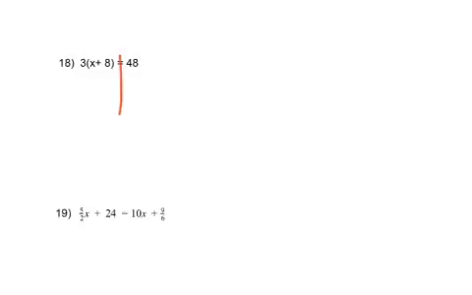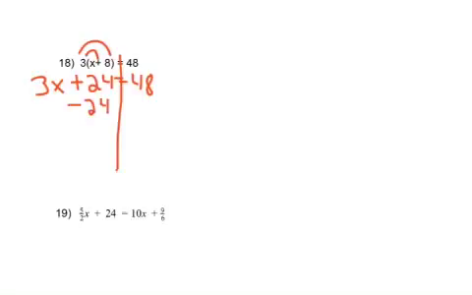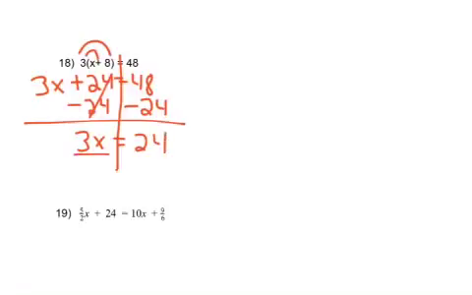First step here, remember always use the distributive property if you can. So if I distribute into my parentheses, remember you multiply. I would have 3x plus 3 times 8 is 24, gives me 48. Now it's like your normal problem. So the opposite of a positive 24 is subtracting 24 to both sides. Those cancel to give me 3x equals 24. If I divide both sides by 3, x would equal 8.